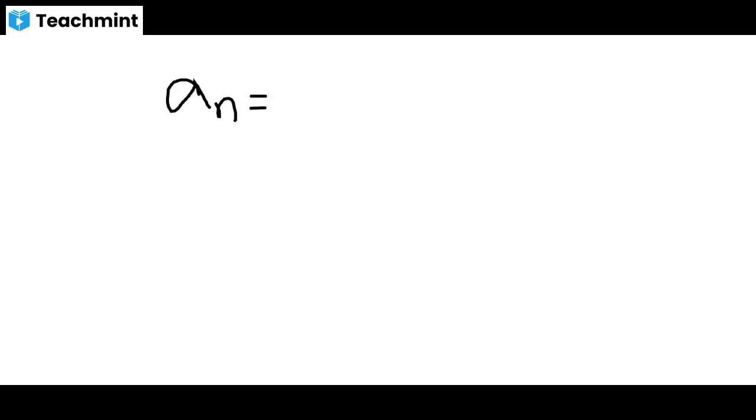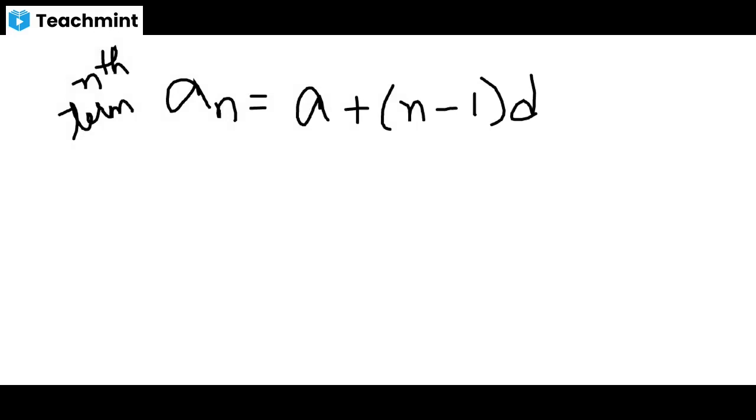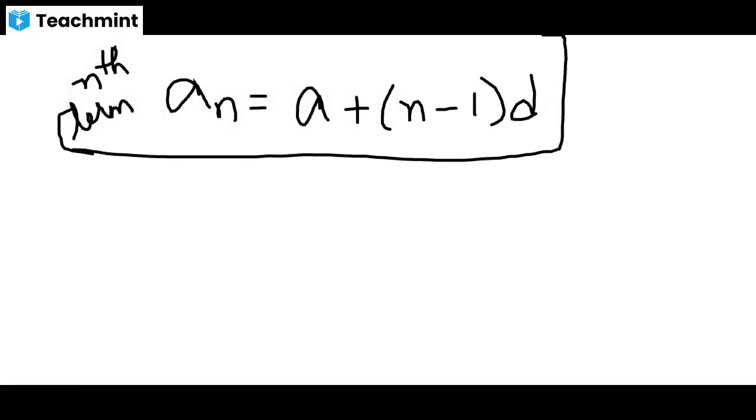an is equal to a plus n minus 1 into d. So this is the formula we use to write the nth term of an arithmetic progression. The nth term of an arithmetic progression is given by an is equal to a plus n minus 1 into d. Now what is the question we have?